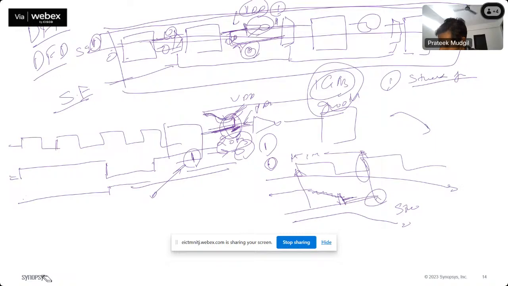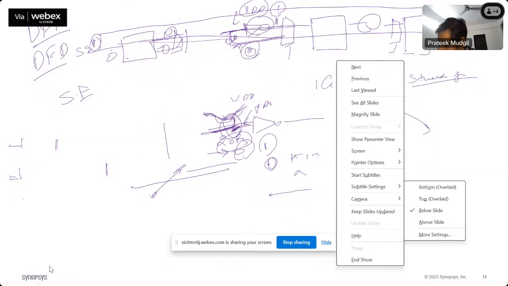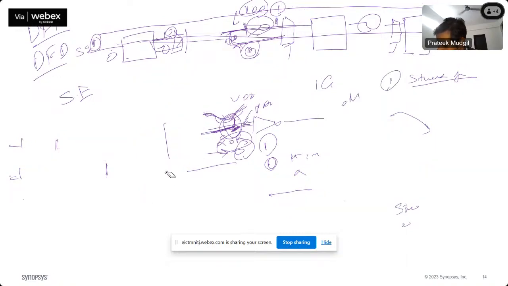Laser is not working. Okay, it's a little slow.